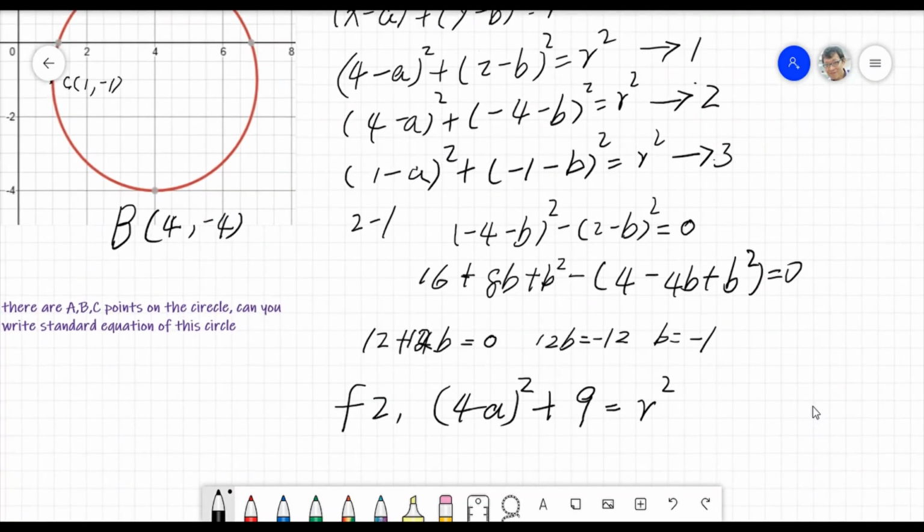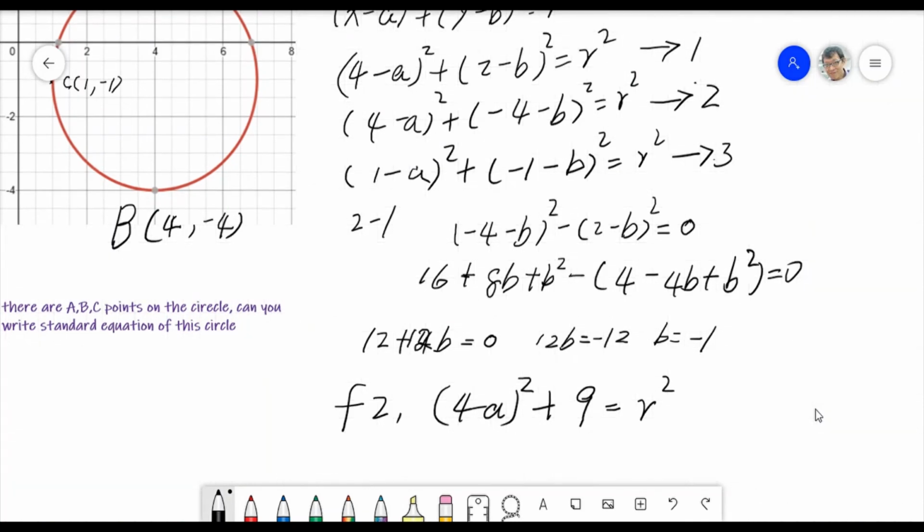Let's see function 3 and what's any difference here. Function 3 is 1 minus a square plus negative 1 minus b. Minus b is negative 1, so minus b is plus 1. Negative 1 plus 1 is 0. So here is 0, so equals to r square. So we make this equation 4, and this equation 5.